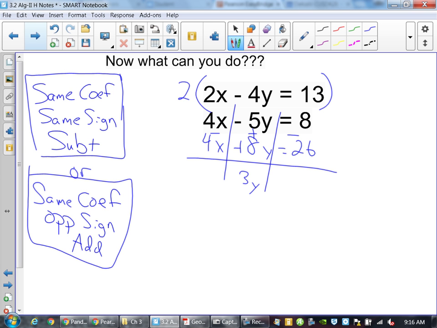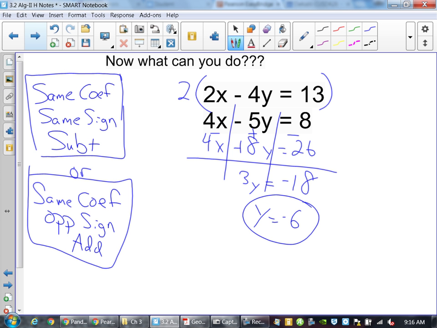We have a 3y, and what is that? Negative something, it was an 18? Yeah. Negative 18. So it gives us a y value of negative 6. And then you just substitute back and get your x value.